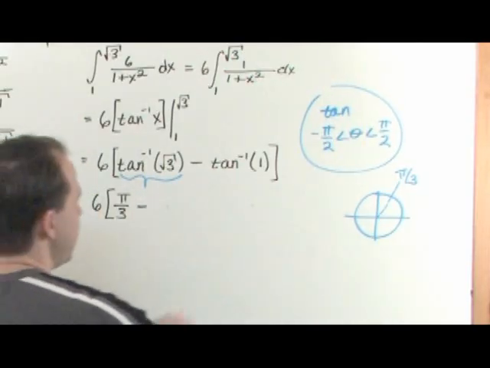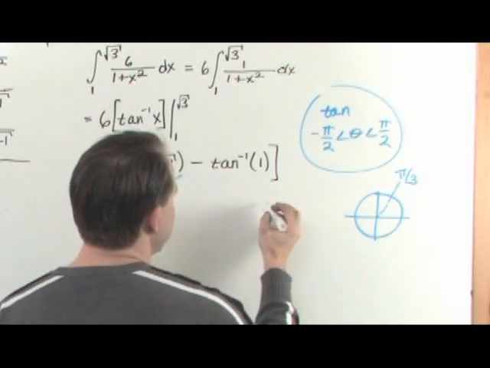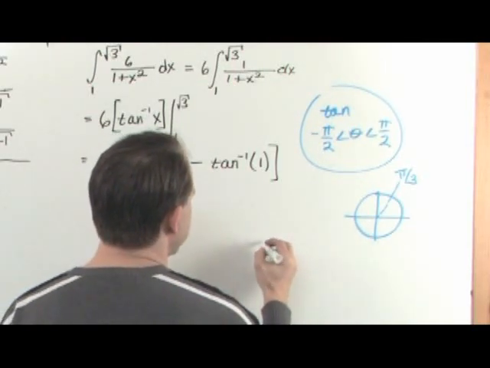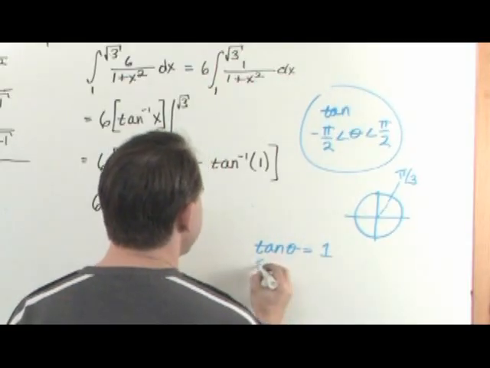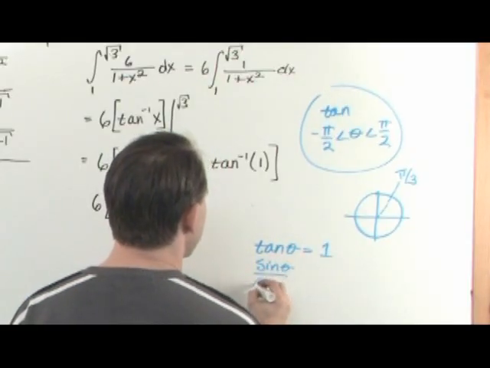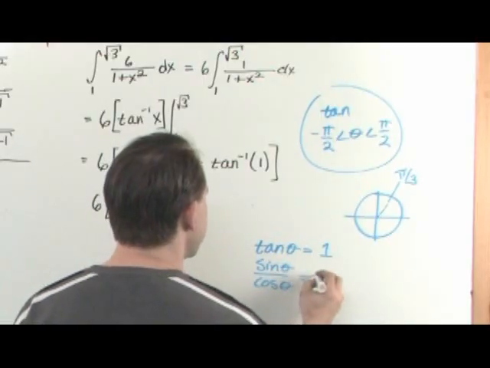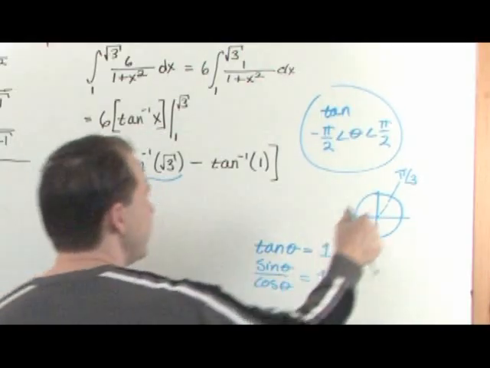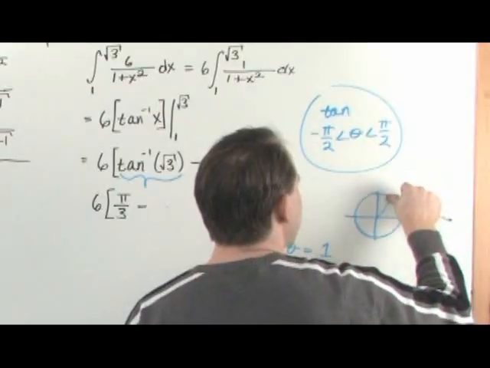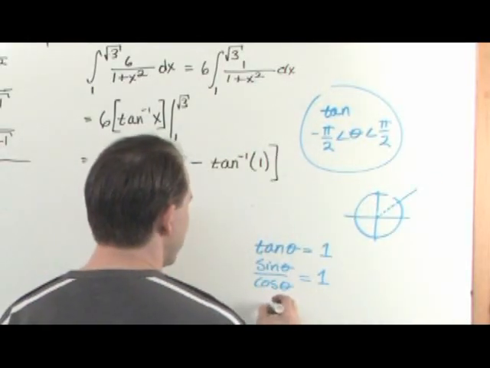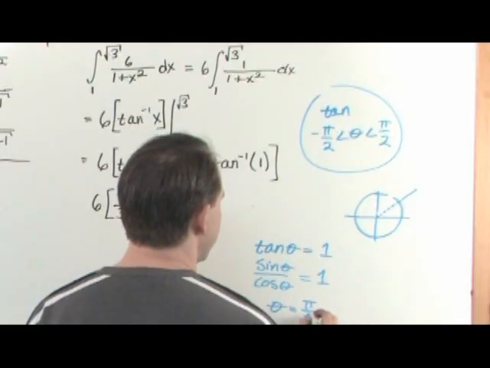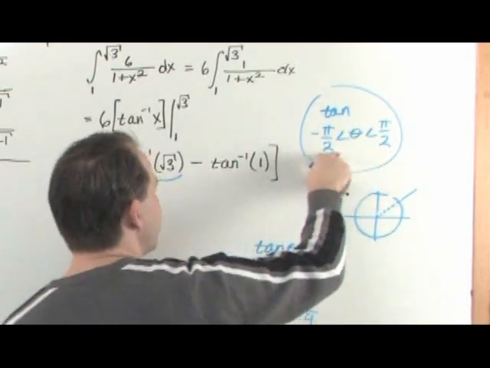Okay, well, what does that mean? That means that the tangent of some angle is going to give me 1, which is the sine of some angle over the cosine of some angle giving me 1. And I think you can convince yourself, because that's a pretty well-known thing, that the only angle that's really going to work is pi over 4. Pi over 4 is in the proper range here.